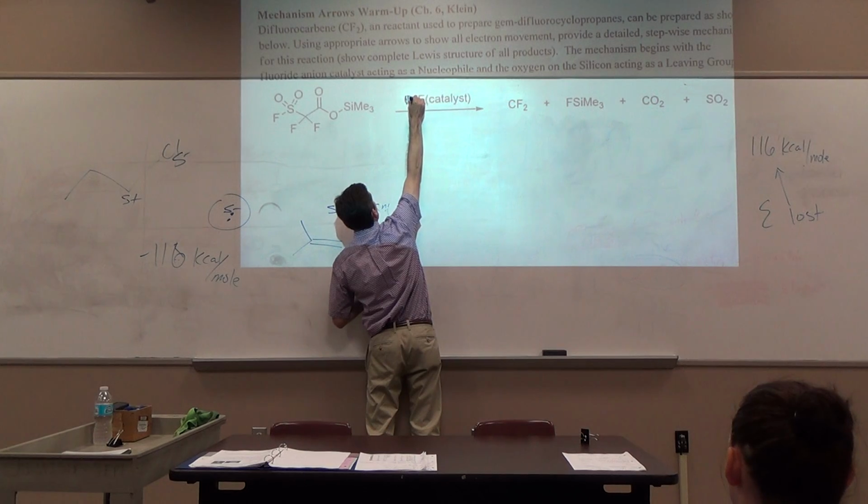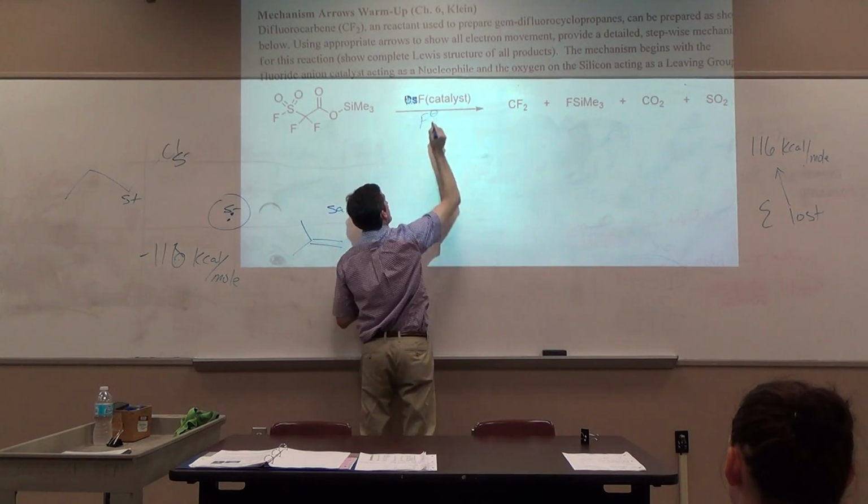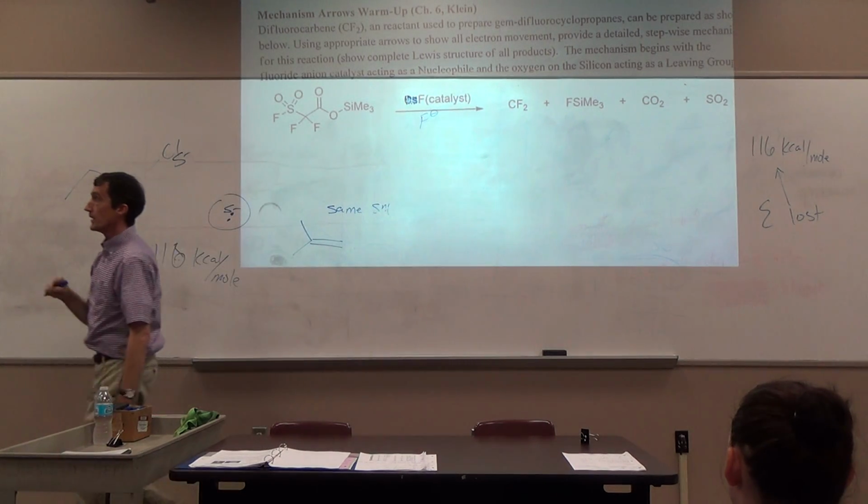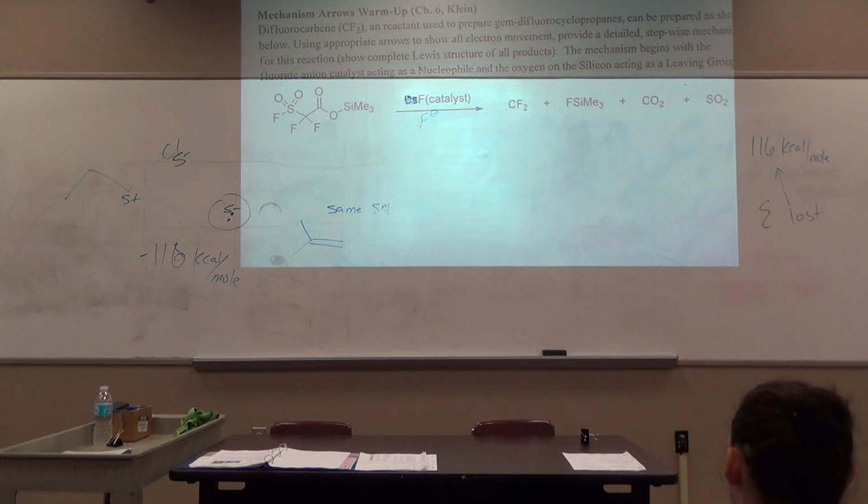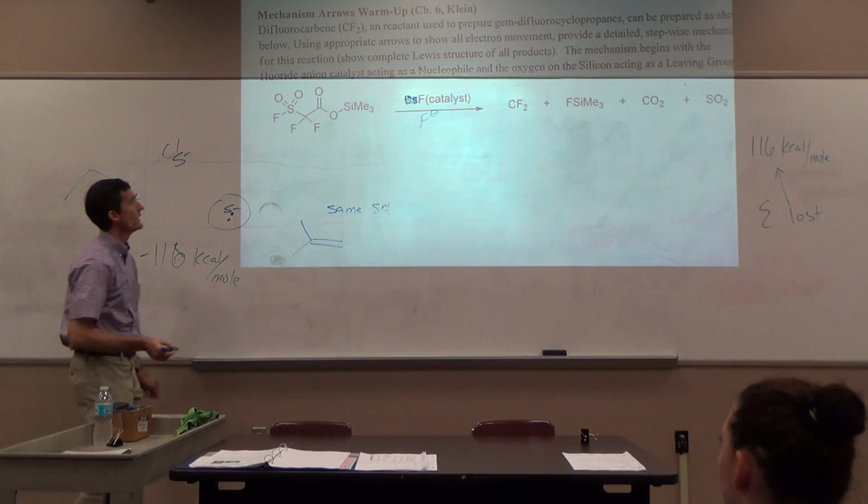Group 1, Group 2, forget about it. This is F minus. Okay? What do we call Group 1, Group 2? They sit on the sidelines. They are spectators, bench warmers. They don't do anything. That's fluoride, F minus.